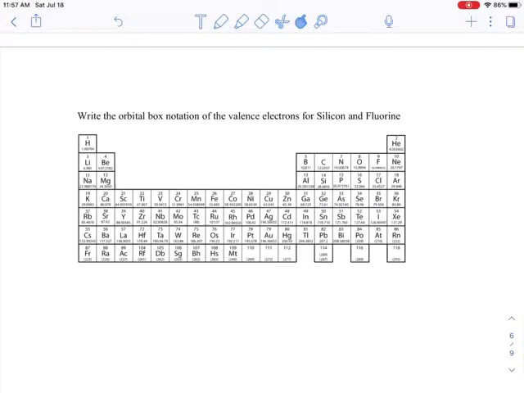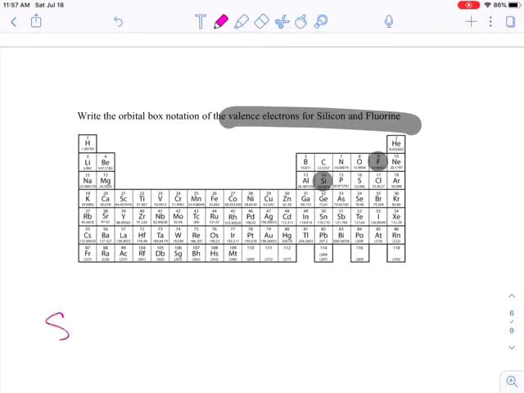These are the types of questions that you will see about these things, because you can make some logical leaps of faith once you know a little bit about how this is going on. This says, write the orbital box notations of the valence electrons for silicon and fluorine. All right, let's try to start with silicon.